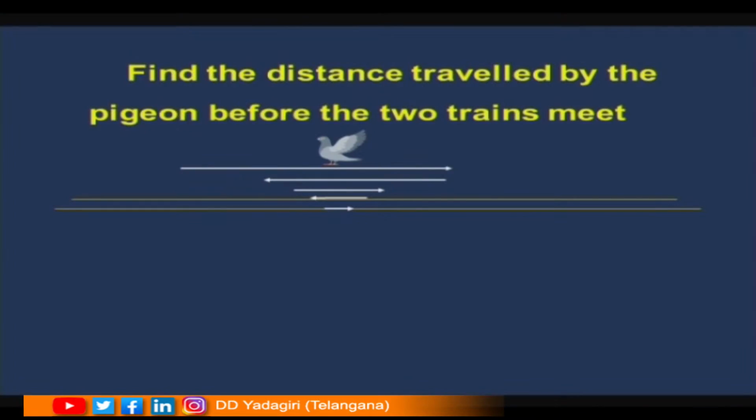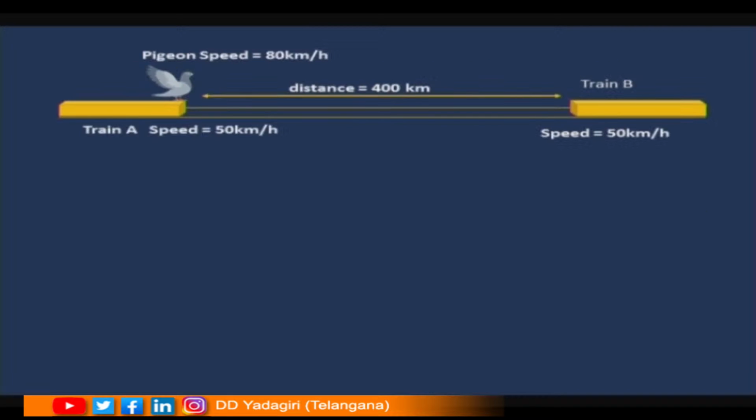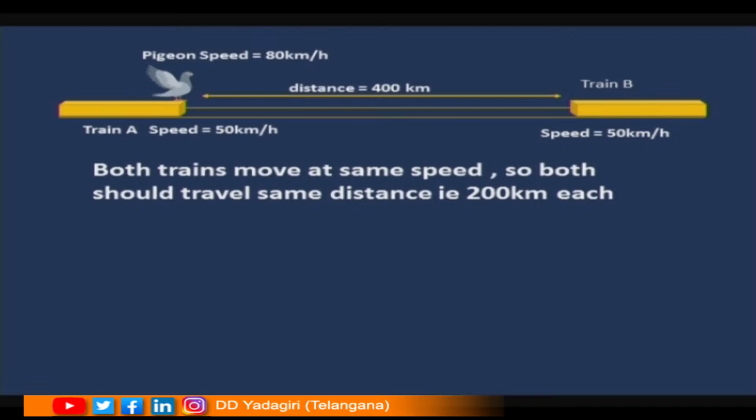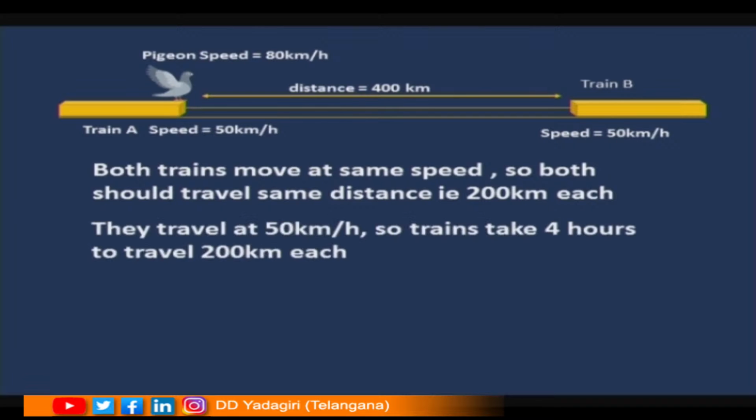We have to divide this question into parts. So, the question is, 2 trains are going to meet which are 400 kilometers apart. Both trains move at the same speed, so both should travel the same distance, that is 200 kilometers each. Each train travels at 50 km per hour, so the trains take 4 hours to travel 200 kilometers.